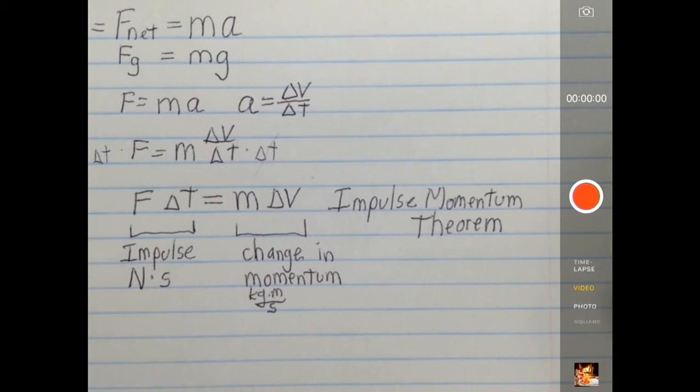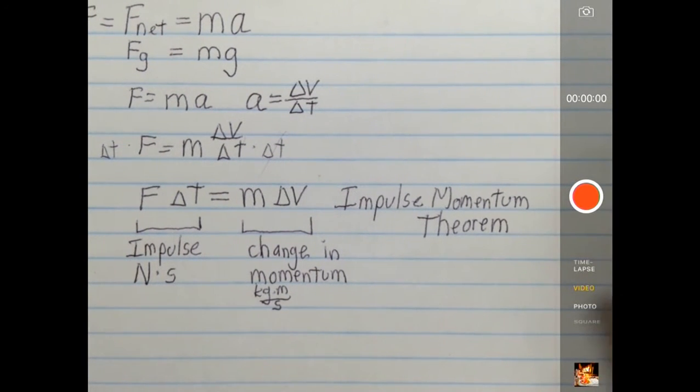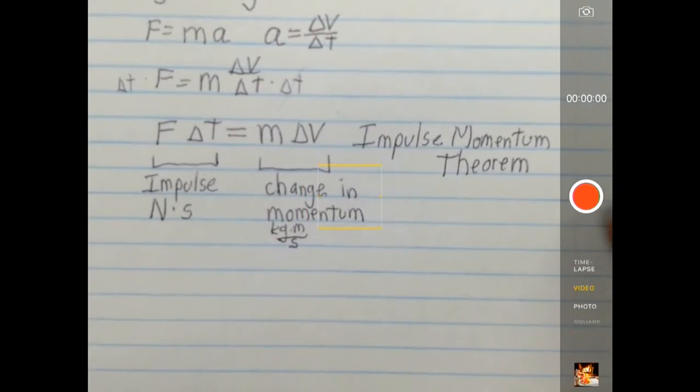The students do tend to refer to this for some reason as fat MAV. I don't know how they come up with that because it says F delta T equals M delta V, but students tend to call this fat MAV. I don't know why. All right, so the new concept for you is this idea of momentum.